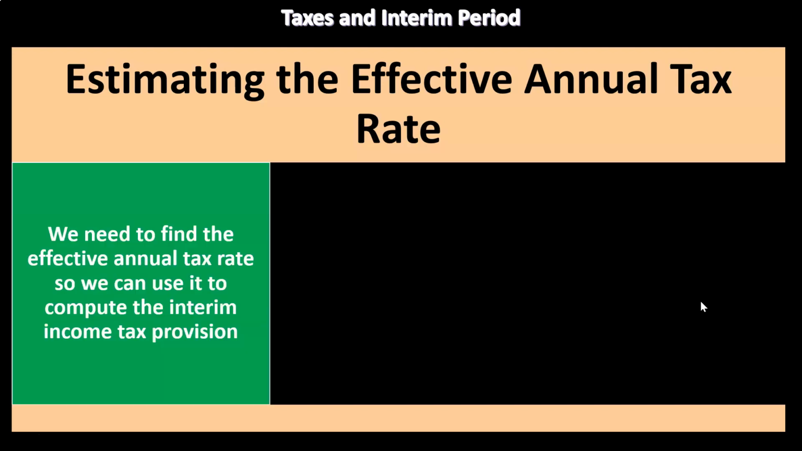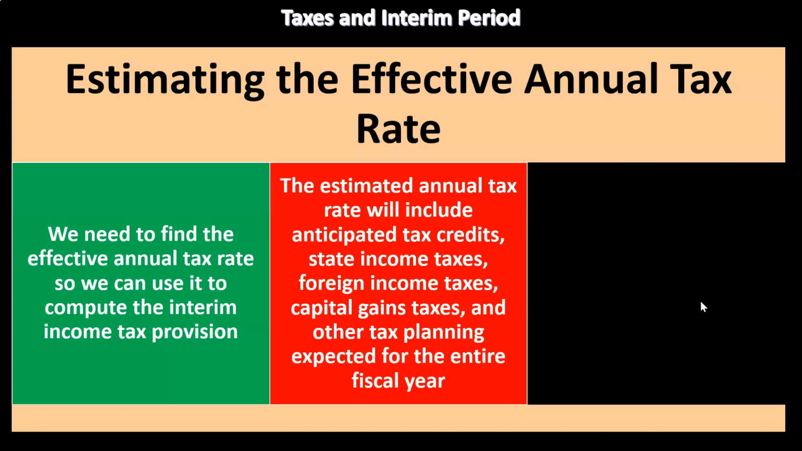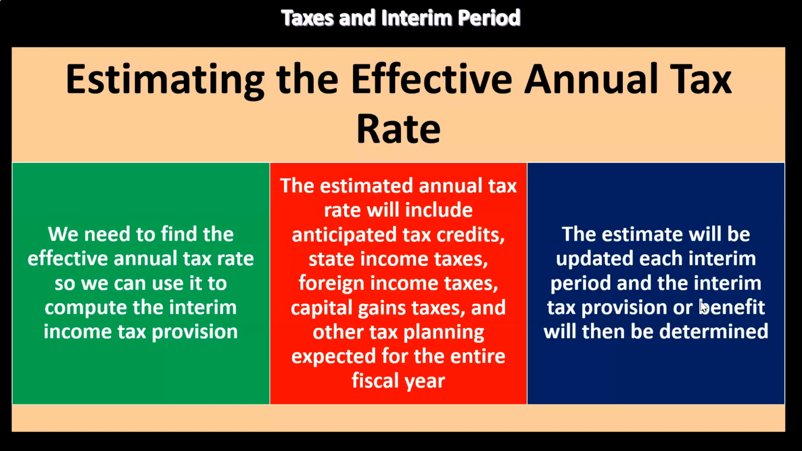Estimate the effective annual tax rate. We need to find the effective annual tax rate so we can use it to compute the interim income tax provision. So we need to figure out the provision for taxes in the current time period using some kind of effective annual tax rate. The estimated annual tax rate will include anticipated tax credits, state income taxes, foreign income taxes, capital gains taxes, and other tax planning expected for the entire fiscal year. The estimate will be updated each interim period, and the interim tax provision or benefit will be determined.